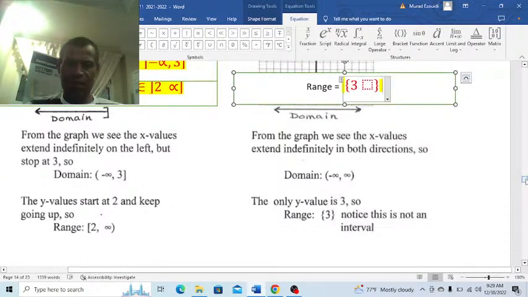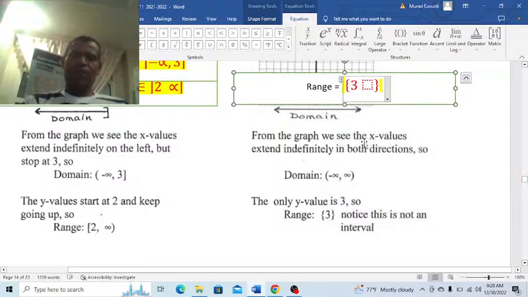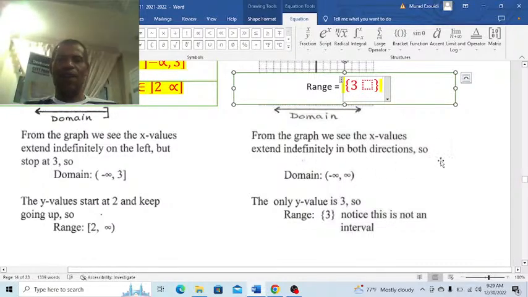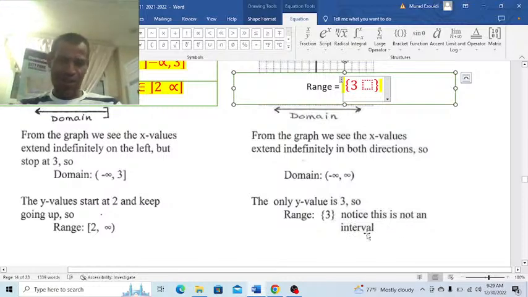Note: from the graph, we see that the x value extends indefinitely in both directions, which means the set of real numbers. And therefore, for the range, the only y value is 3. So the range is only the single point 3. Note this is not an interval. Alhamdulillah.